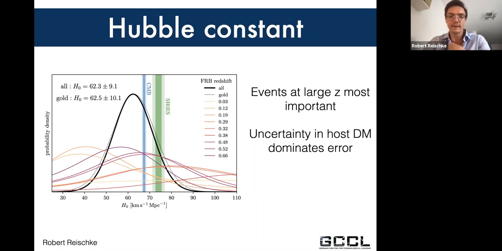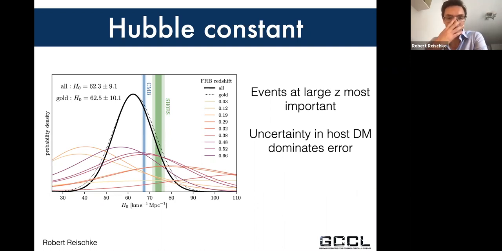And the reason for that is that these additional fast radio bursts, which are not in the gold sample, only contribute very, very little to the whole constraints, because they are quite close to the Milky Way, and therefore their error is quite large, and therefore they don't contribute much to the constraint itself on H0, because they don't probe the large-scale structure, but the expansion of the universe itself. And as I said, the biggest uncertainty here comes basically from the host dispersion measure contribution.